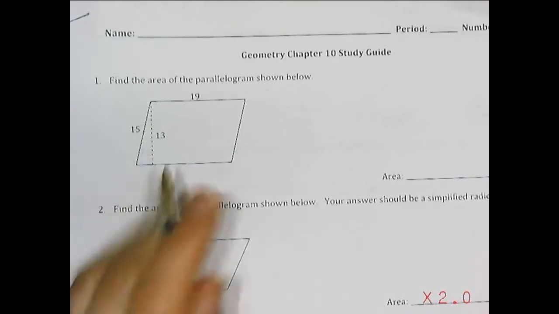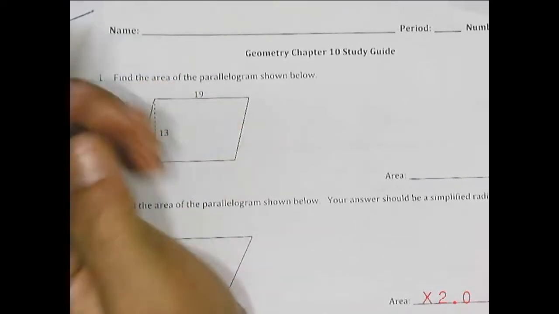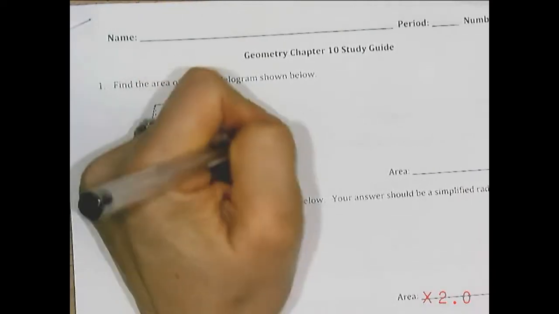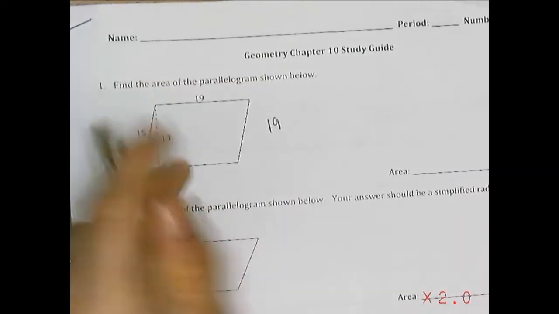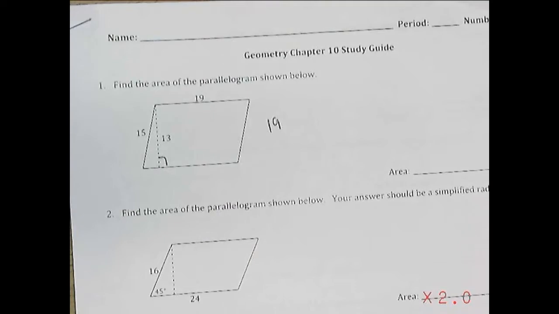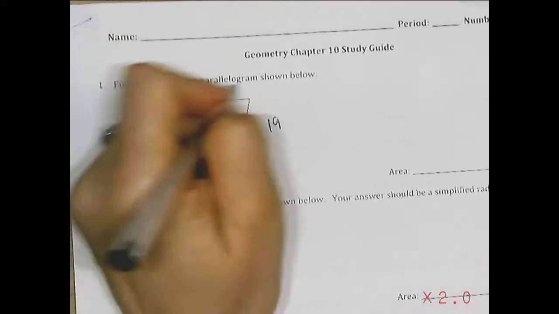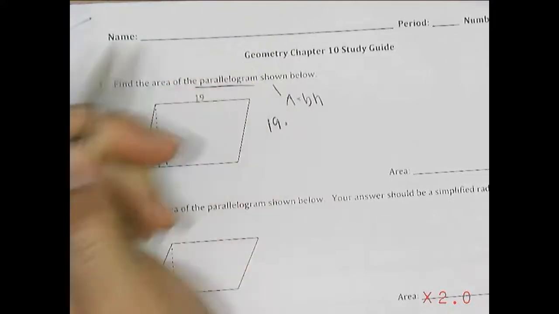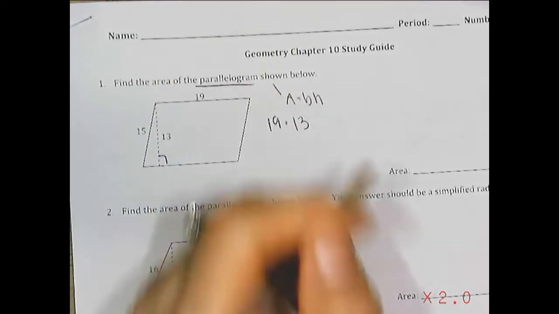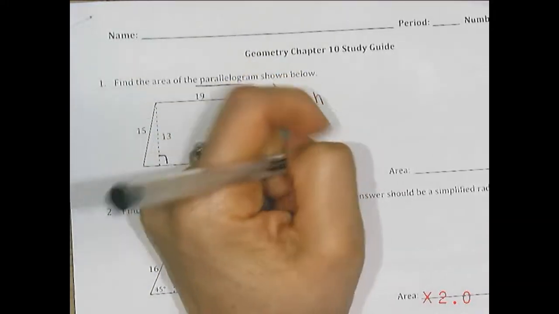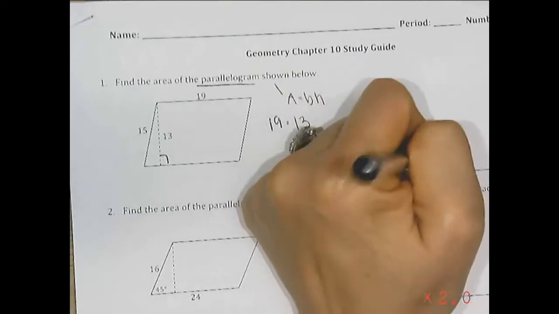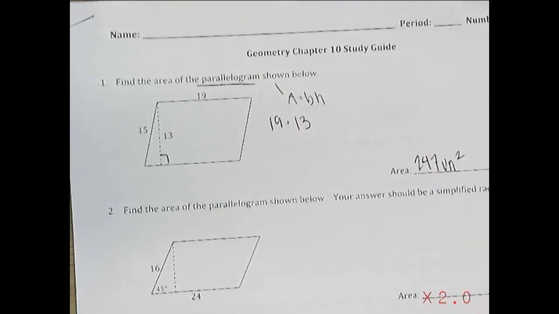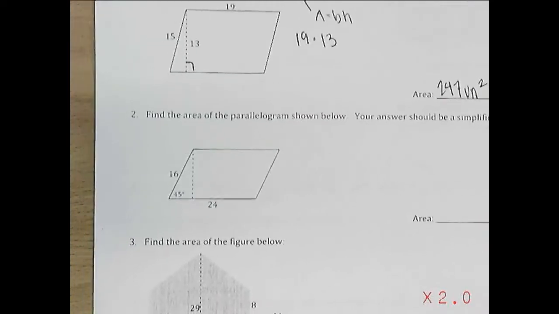All right, guys, so for number 1, we're just going to jump right in here. Oh, take this wrench here off. We know that our base is 19, and we know that our height, which I should have had a little right box there, is 13. So since it's a parallelogram, area equals base times height. So I'm going to do 19 times 13, and when I get that, I will have 247 units squared.